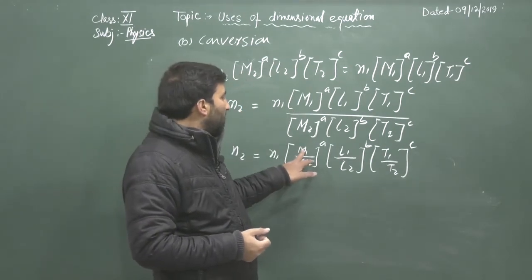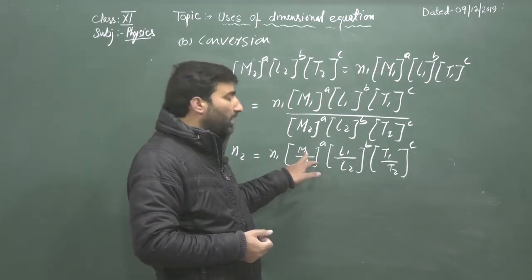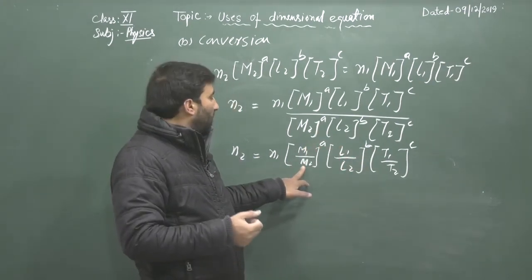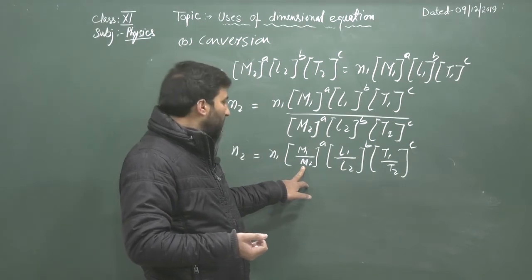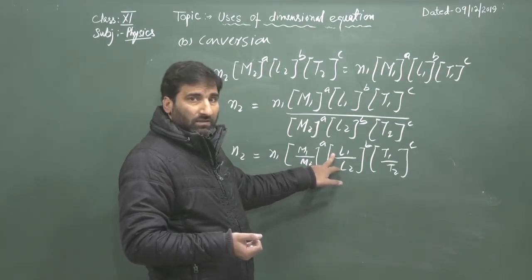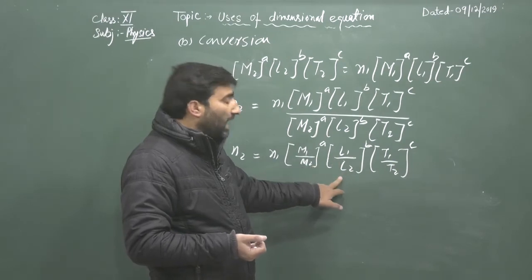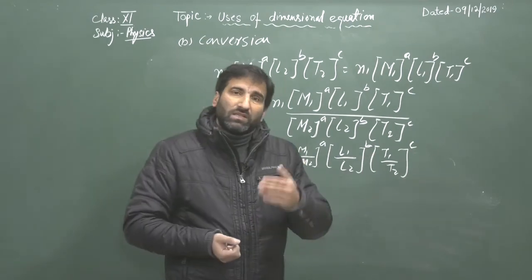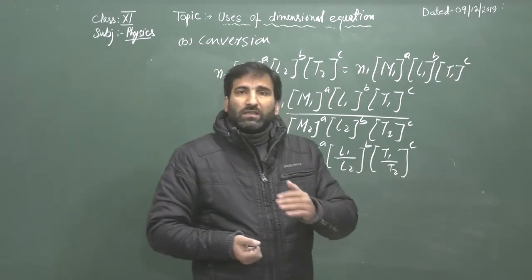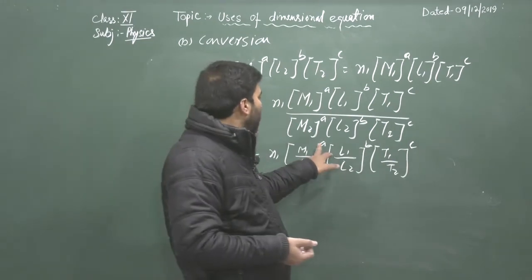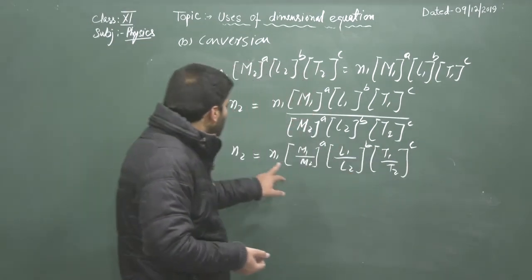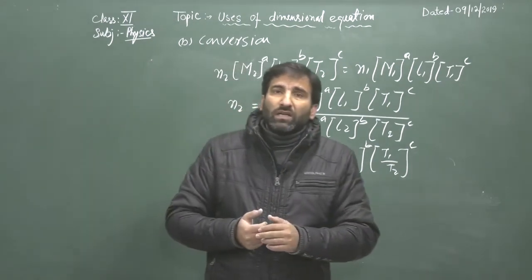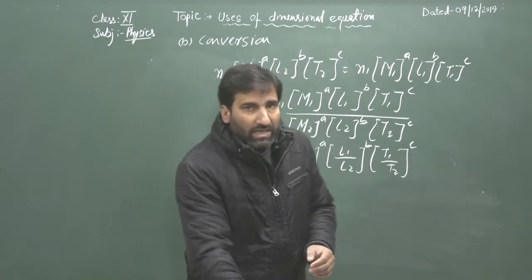So M1 is the dimension of mass of a body in one system of units, and M2 is the mass of the body in the other system of units. L1 is the dimension of length in one system of units. L2 is the dimension of length in the other system of units. T1 is the time in one system of units, and T2 is the time in the second system of units, where A, B, C are its dimensions. N1 is the numerical value in one system of units, and N2 is the numerical value in the other system of units. Let us take an example.